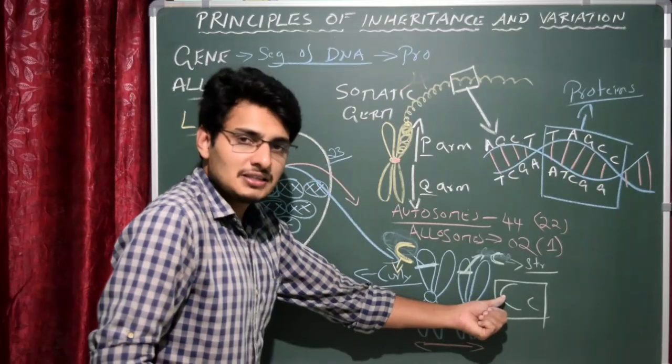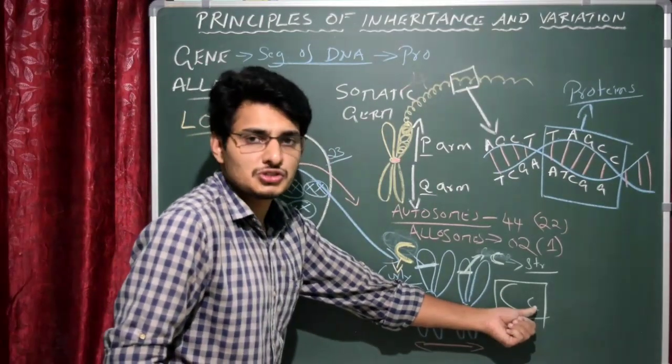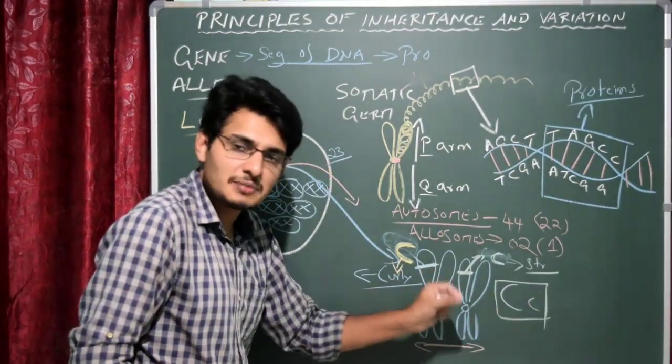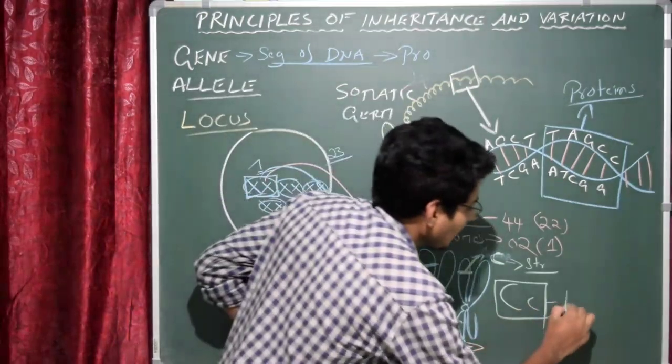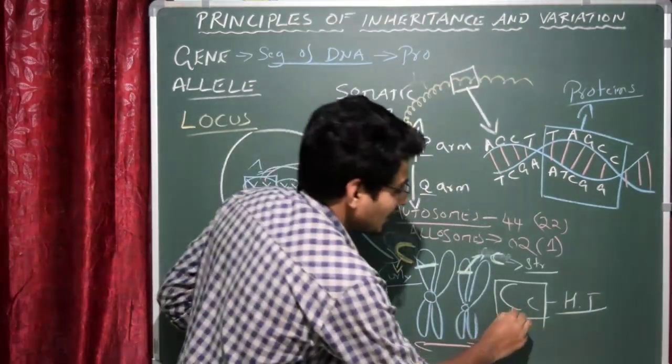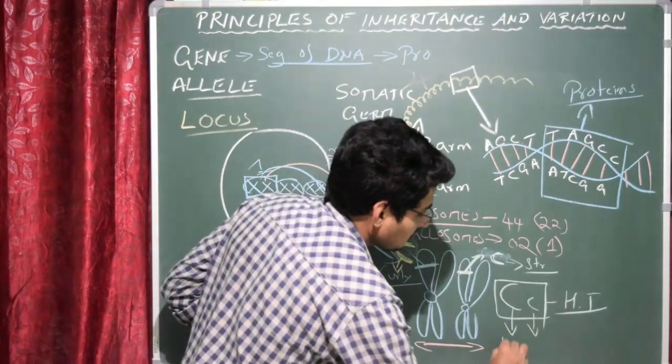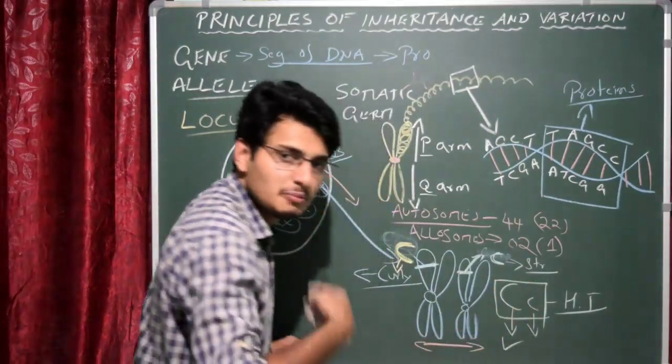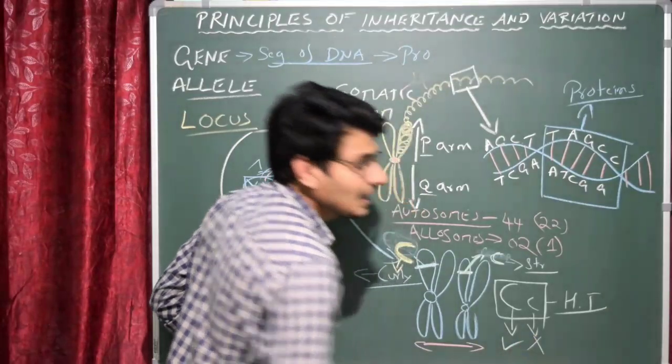Now this capital C is a gene, the small c is also a gene. Both are the same gene. Their character is for hair type, but the expression differs. The expression of the capital C will be more, and the expression of the small c will be less.